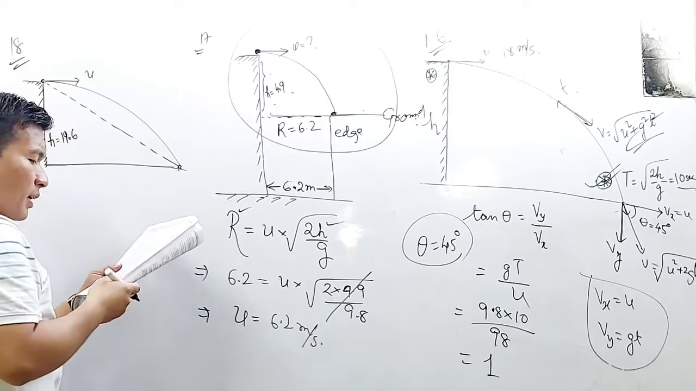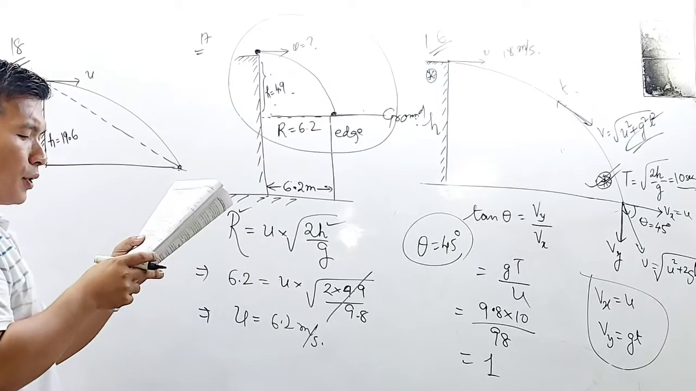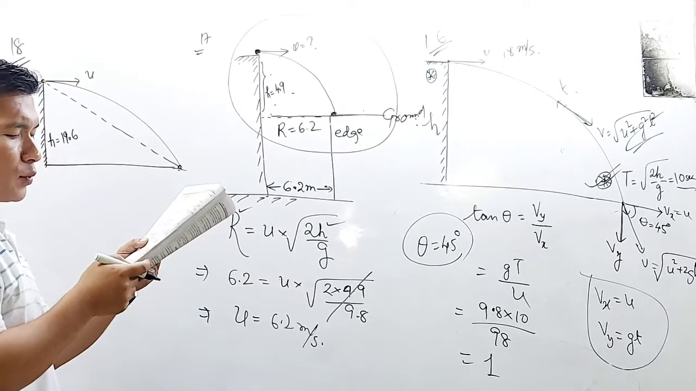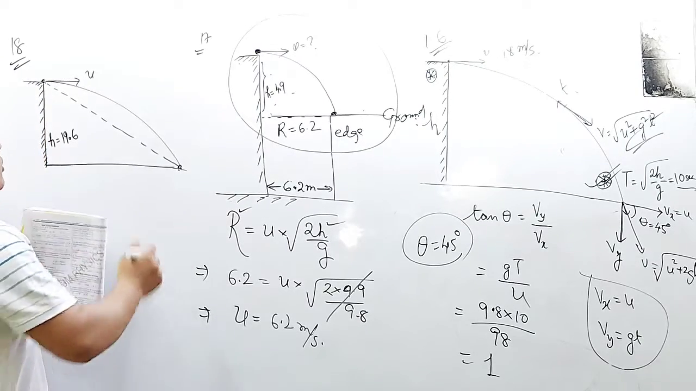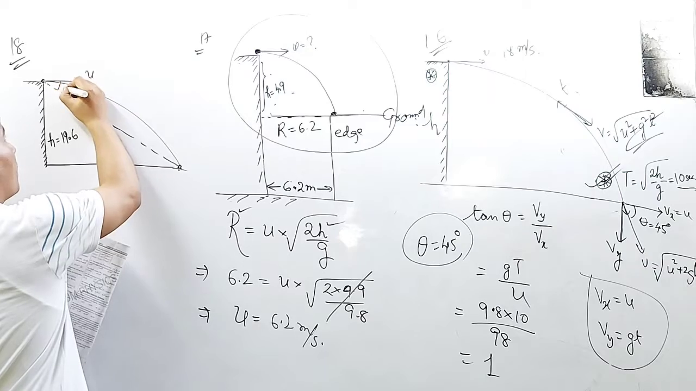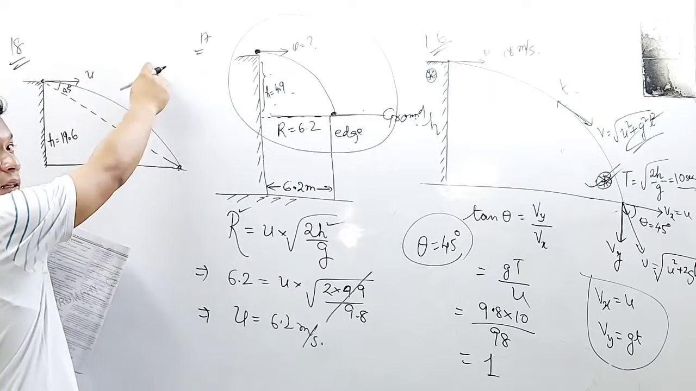If the line joining the point of projection to the point where it hits the ground makes an angle of 45 degrees with the horizontal line, this angle is 45 degrees, this is the horizontal line.